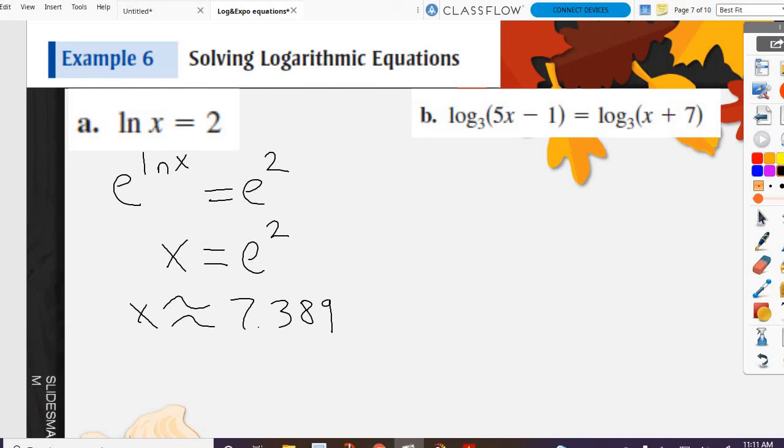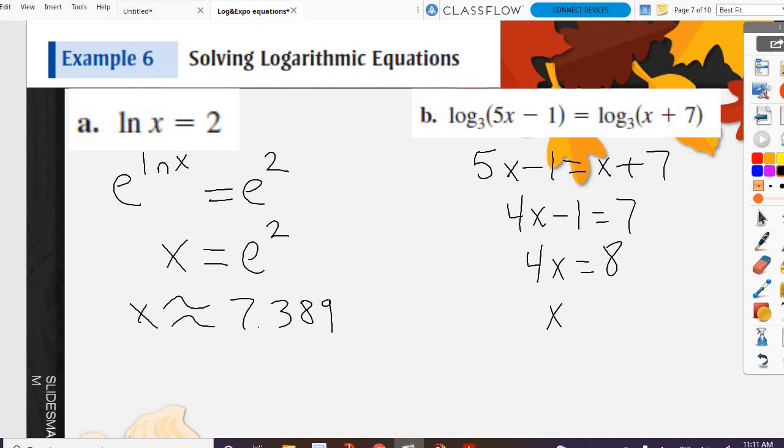Alright, what about our next one? What do we want to do? Yeah, they already have the same base, so what property are we allowed to use first? The one-to-one property. Remember, that's always our first goal. If we can use our one-to-one property, it makes our lives a whole lot easier. So we would just combine our x's. So we subtract x, get 4x minus 1 equals 7. Add 1, divide by 4, and we get that x equals 2. Yay! We like the ones that we can use our one-to-one property on.